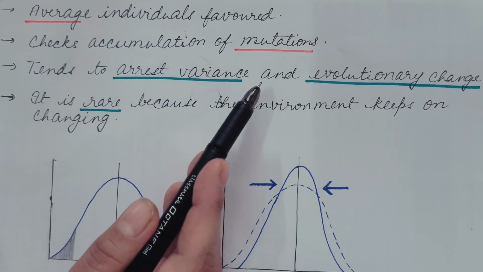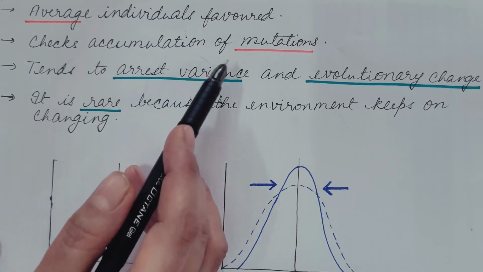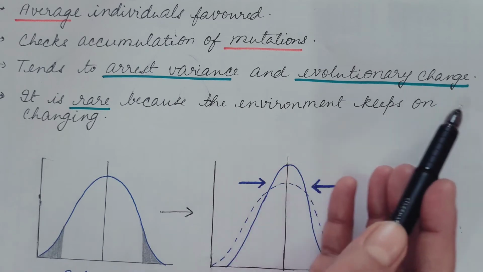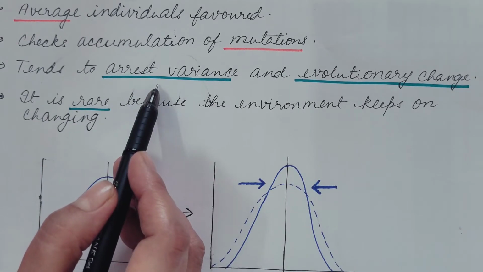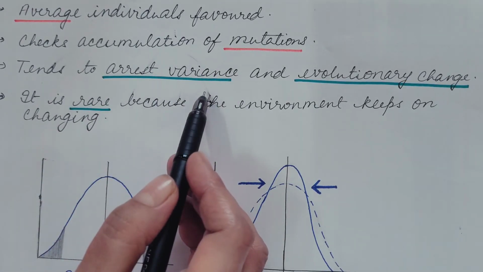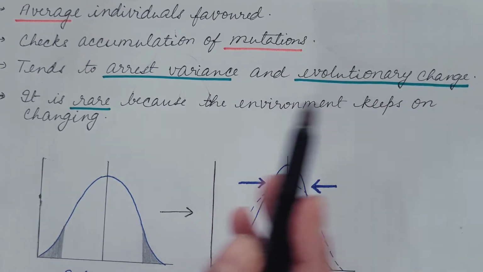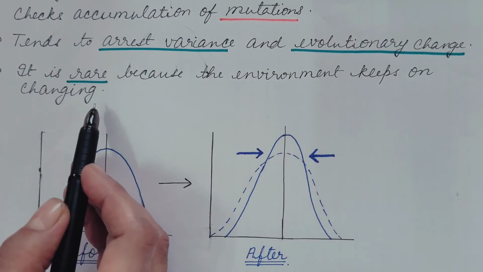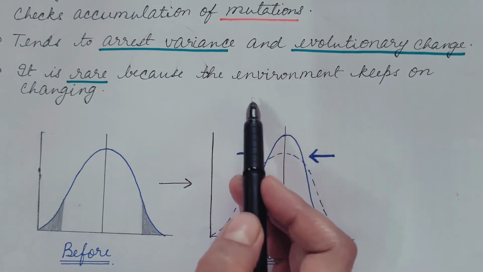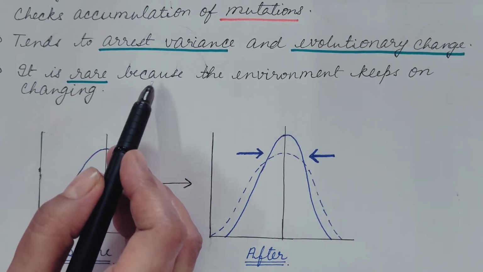Checks accumulation of mutations. Since environment is unchanging, so accumulation of mutation is also checked or it is eliminated. Tends to arrest variance and evolutionary change. Because the environment is constant and average individuals are favored, hence it tends to arrest variance or genetic variation and also arrest evolutionary change. It is rare because the environment keeps on changing, as it is not possible that the environment remains constant or it doesn't change, and hence this type of the stabilizing selection is also rare.